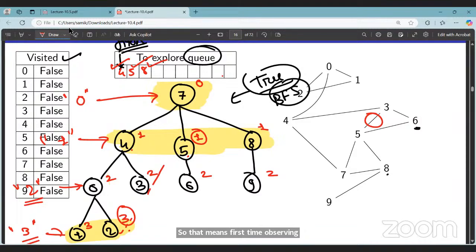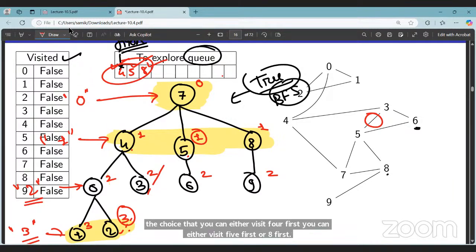But if a person looks only at the tree diagram and not at the original graph, how will he understand that this was actually associated with 5? See, for any graph, there are several BFS trees because of these kinds of choices. Here you can visit 4 first, 5 first, or 8 first. So that's why for any graph, the BFS trees are different. It depends on the person.